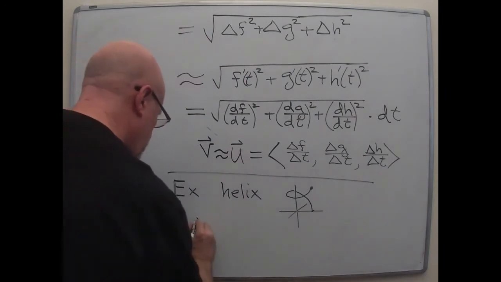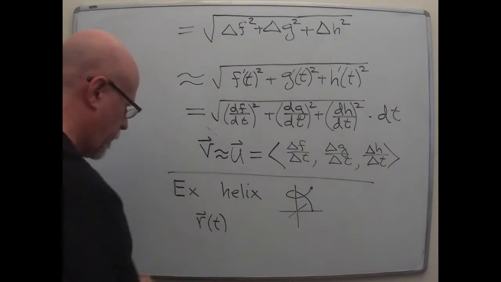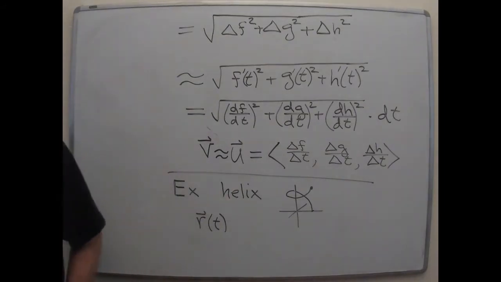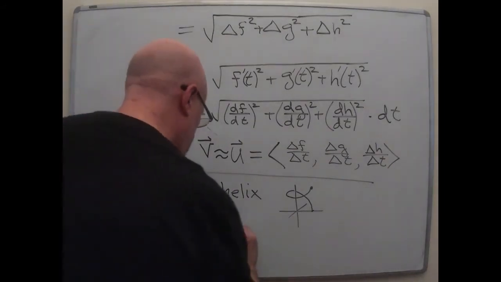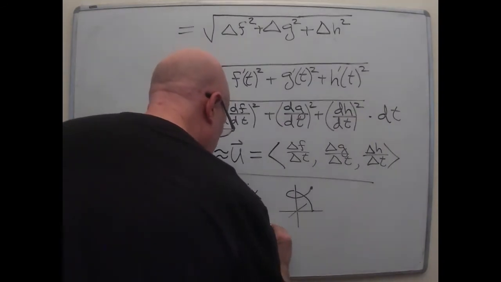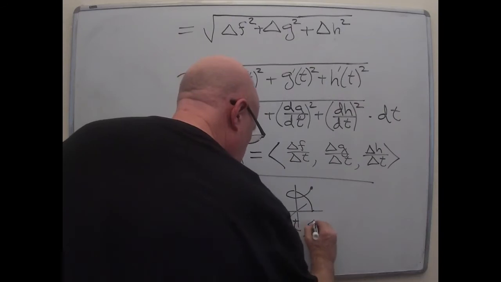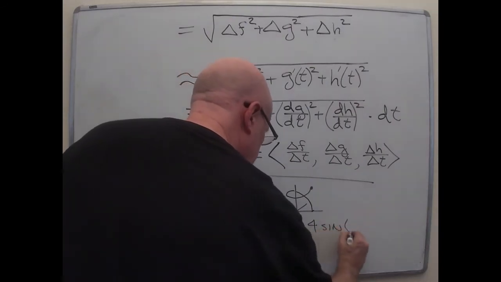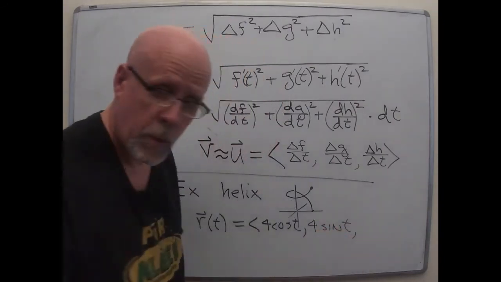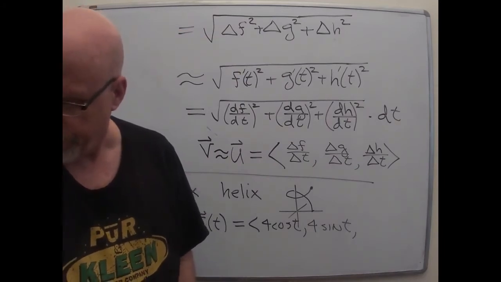And the formula for this particular helix, a parametric version in terms of time, is the following. It's 4 cos t, I put particular constants in here to make it come out nice, 4 sine t, and 3t. Yeah, 3t.